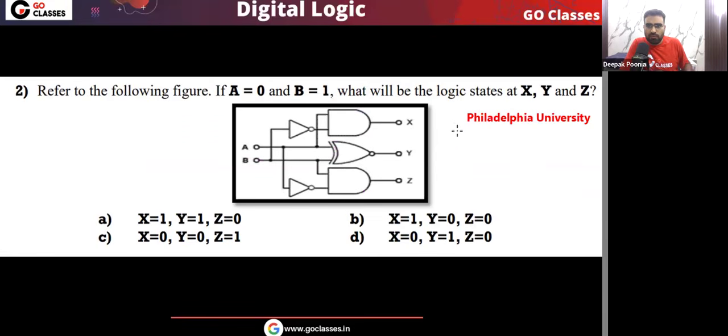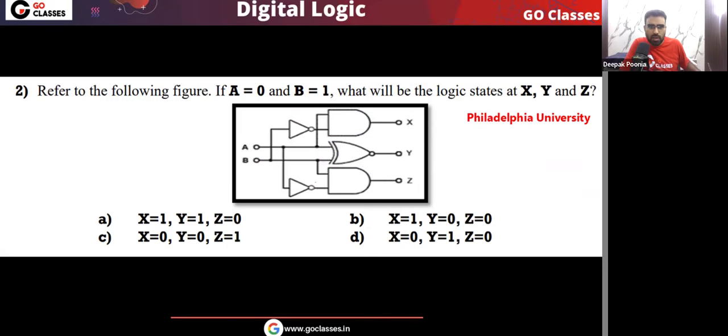Let's solve this question from the Philadelphia University. Refer to the following figure. If A equals 0, B equals 1, what will be the logic states at X, Y, Z? Let me tell you one thing here: this bubble is basically an inverter that you already know, and this is the exclusive NOR gate, XNOR gate.